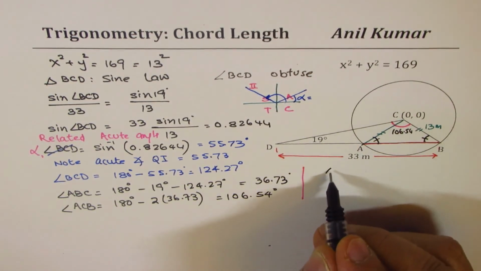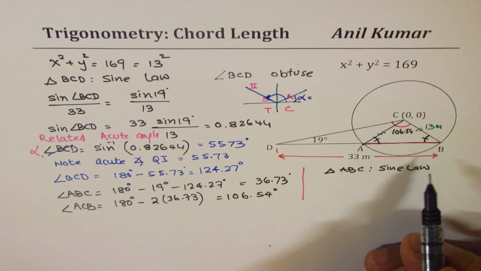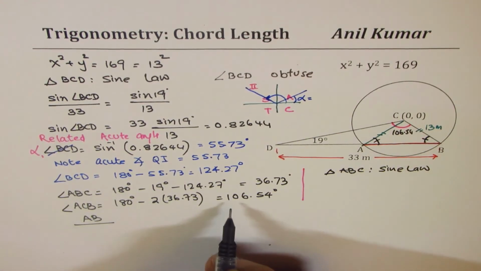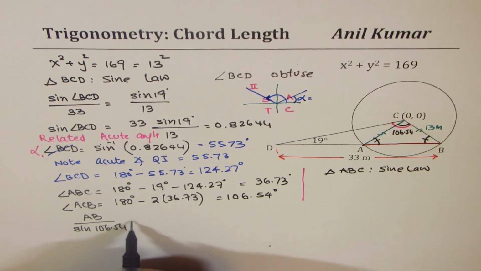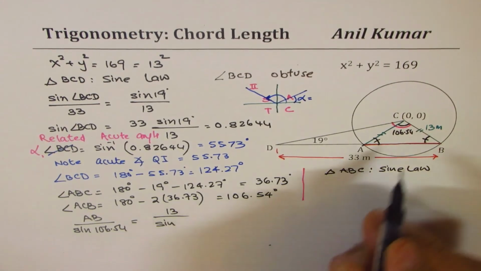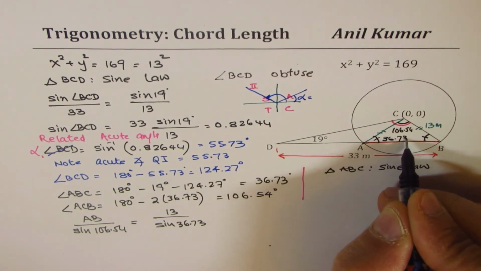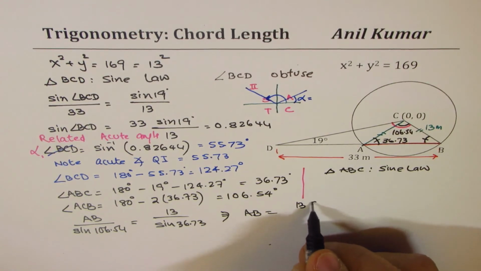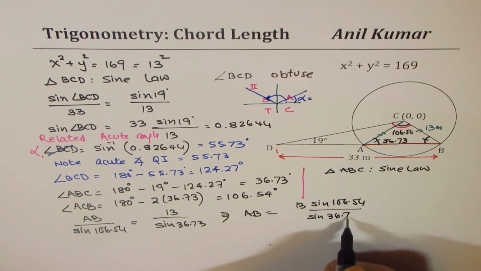So now we'll apply sine law in triangle ABC. Do you see that? So once you do that, what you get here is that AB over sine of this angle, 106. So we're talking about this angle now, which is 106.54, should be equal to the length 13 over sine of angle B, which is 36.73, right? So AB is equal to, cross multiply, 13 times sine of 106.54 divided by sine of 36.73.